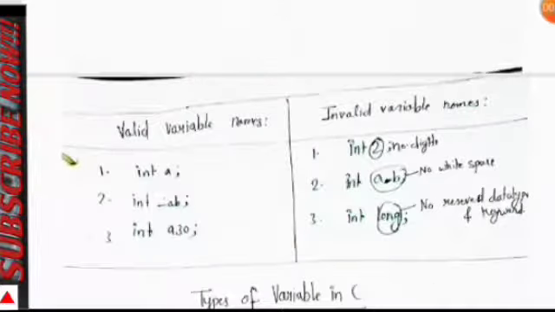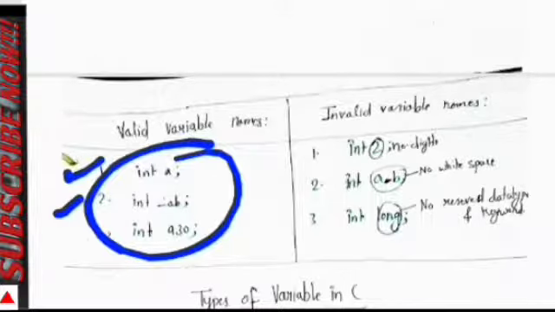Now come to the valid and invalid variable names. First, the valid variables: int a; int _ab; and int a30. These are valid variable names.